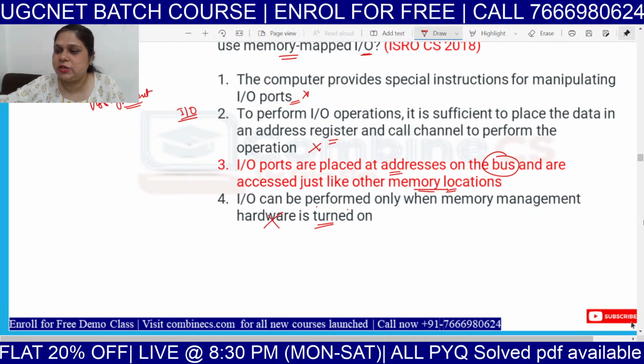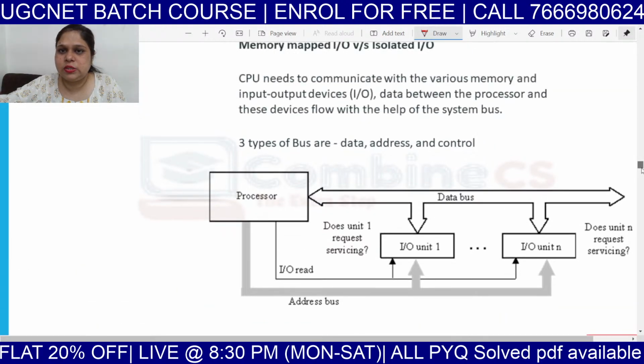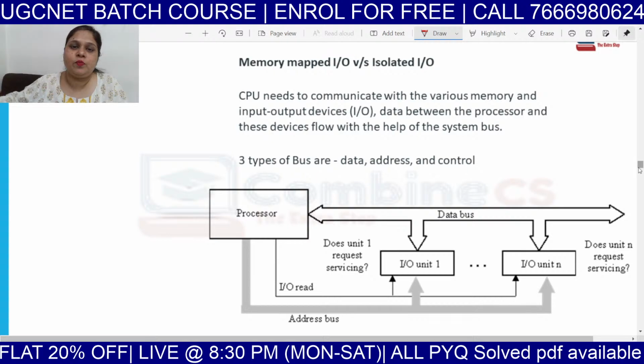So I have the explanation written here. Just 1 minute. Now see. So this is the diagram for this given question. So this is the explanation given. Okay. So memory mapped versus isolated input output. See. So this is our processor. So this is our processor. This is the data bus.